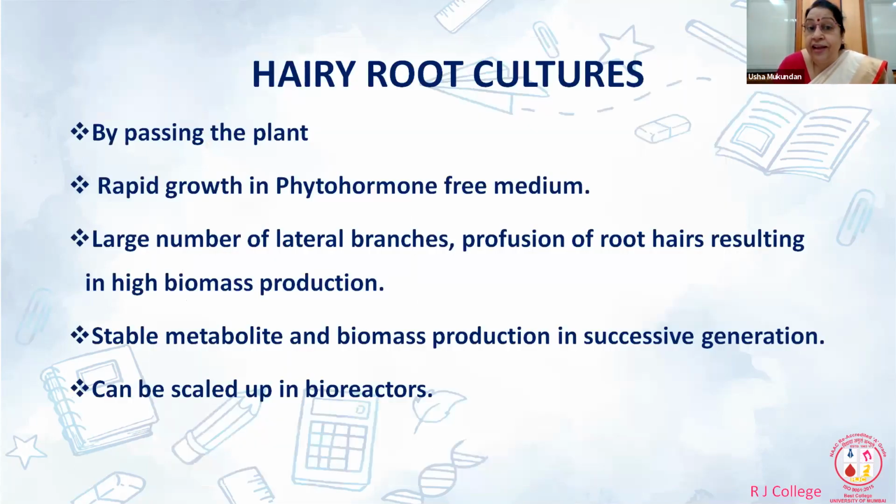So we quickly revise why we like these hairy roots. You are bypassing the plant. So you can just grow isolated roots in culture, either in small flask or in medium-sized flask or in large bioreactors. They are extremely rapid in growth, and the medium required is a phytohormone-free medium. Large number of lateral branches, profusion of root hair, resulting in high biomass production. Very important, these root cultures offer an alternative in terms of stable metabolite production in subsequent generations.